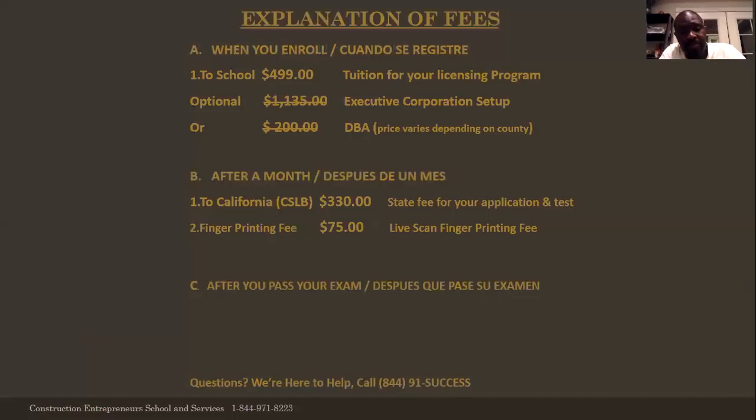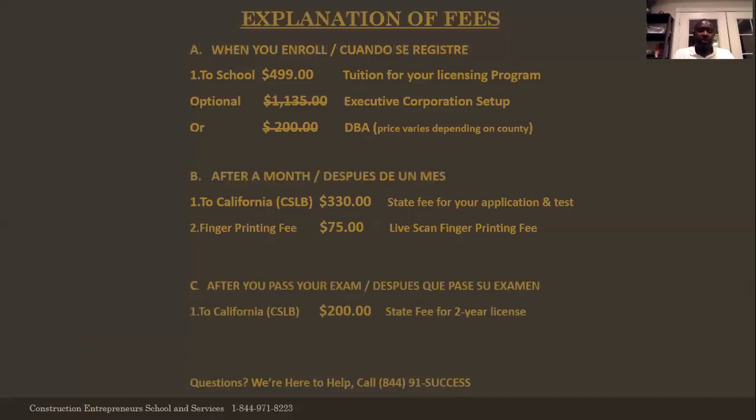Also want to note some of the timelines in here. So at first you signed up for the school at $499. A month after that, we do your application to the state board, which costs you $330. And then 2 weeks after that, the board is going to ask you to do a live scan fingerprinting. And after that, you don't pay anything else until after you pass your exam, okay? Till after you pass your exam.